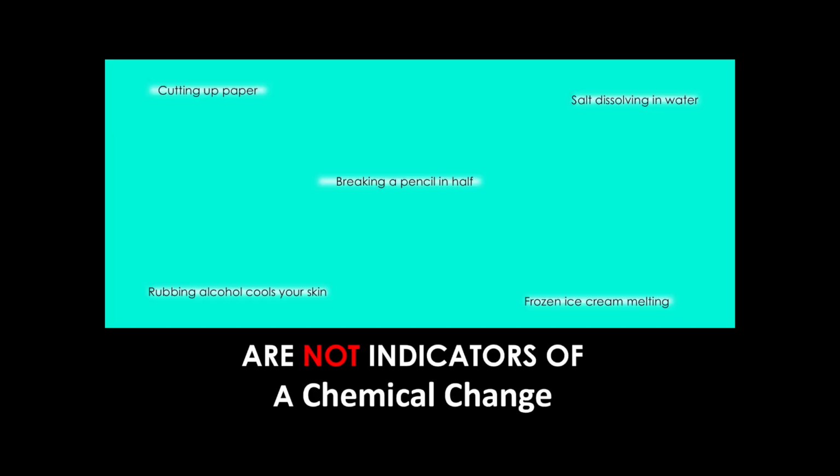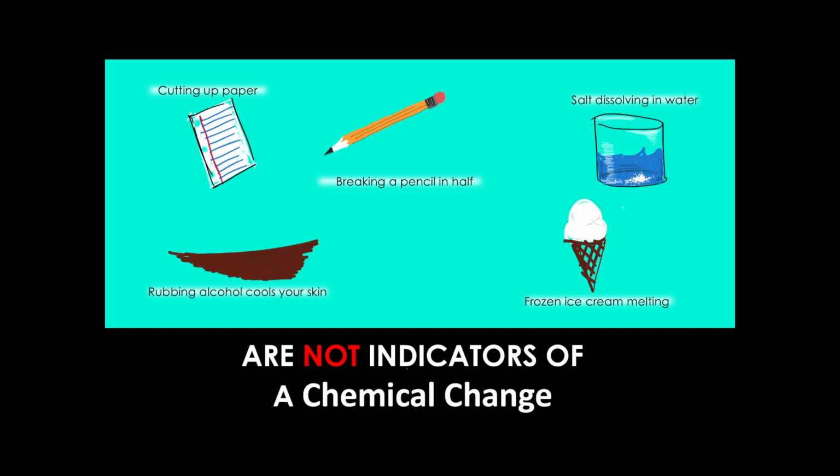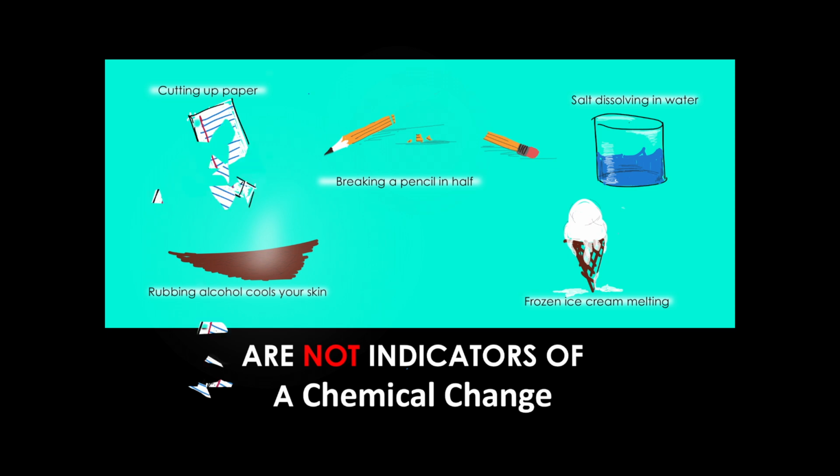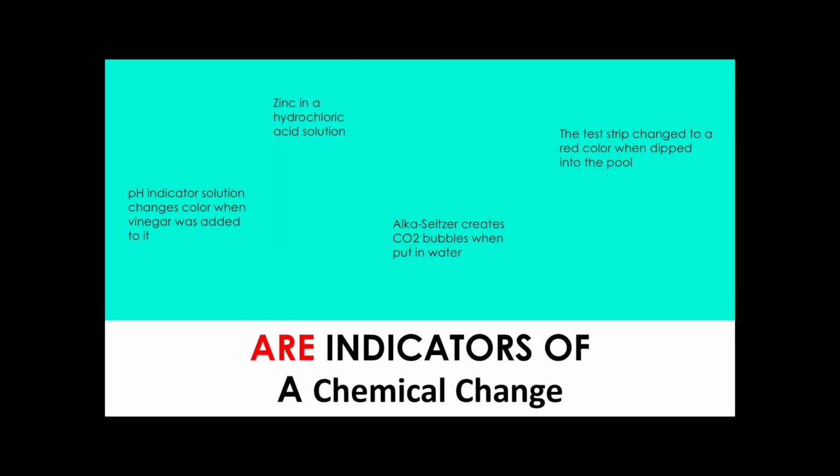So all of these are not indicators of a chemical change. If you put rubbing alcohol on your skin and it evaporates, cooling your skin, that is not a chemical change. Same as breaking a pencil. That's not a chemical change indicator. Ice cream melting, that's a state change. It was frozen, but it's still ice cream, even if it's liquid. Salt dissolving in water, that's a dilution. That's not a chemical change. And cutting up paper or anything like that, that is not a chemical change. Those are all physical changes.